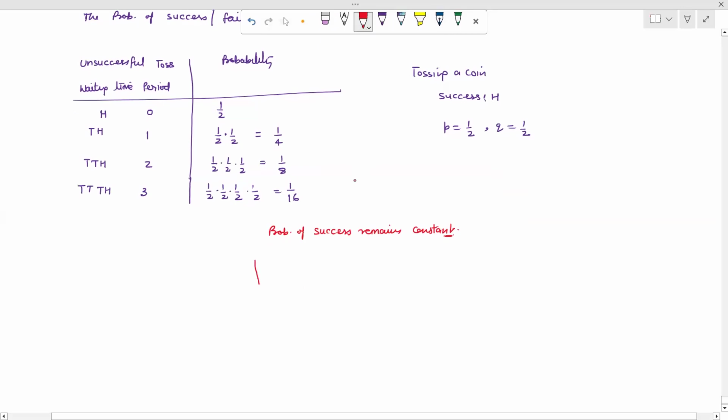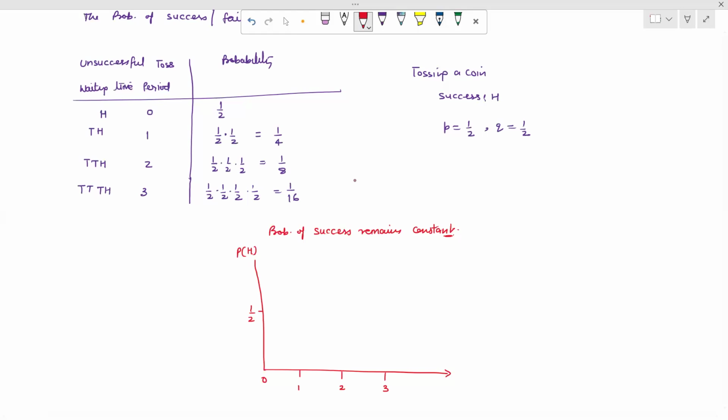So to draw the graph, we draw the axes. Here on the horizontal axis we consider 0, 1, 2, 3 as our waiting periods. Now, this is our probability of getting a head, which is fixed at 1 by 2. First, when we have 0 waiting period, the probability is 1 by 2. So this is our 1 by 2, and 0 is here. Now, when we have 1 waiting period, that is 1 by 4.